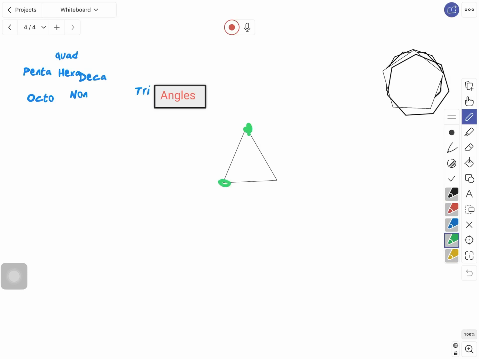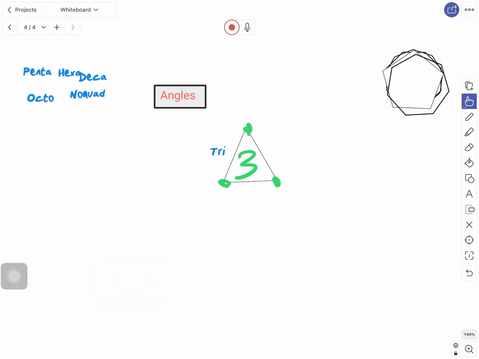Triangle has 1, 2, 3 angles. So tri means 3. Anything with the root tri in front of it has to do with 3. Tripod, 3 legs. Triplet, 3. Okay? So anything with the root tri has 3. Well, let's look at another one.